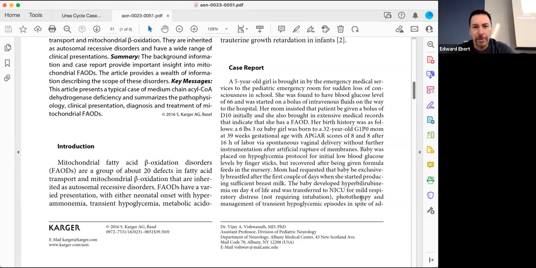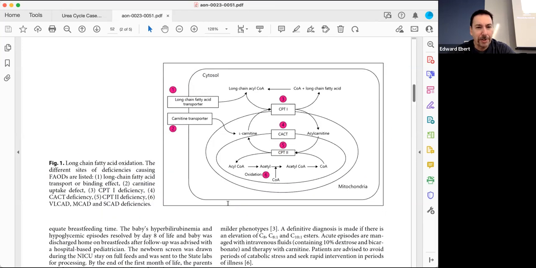Hypoglycemia protocol, blood glucose, finger sticks. Feeds in there. Mild respiratory distress. Okay. Yep. I always like the phototherapy.